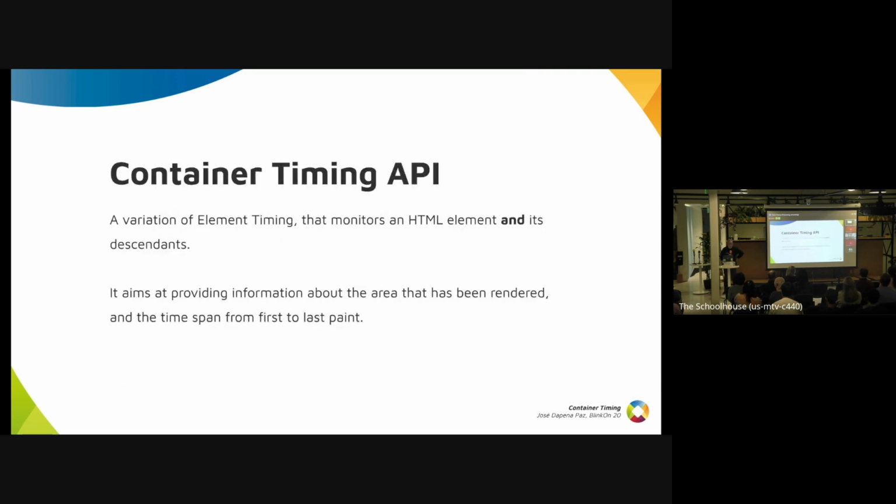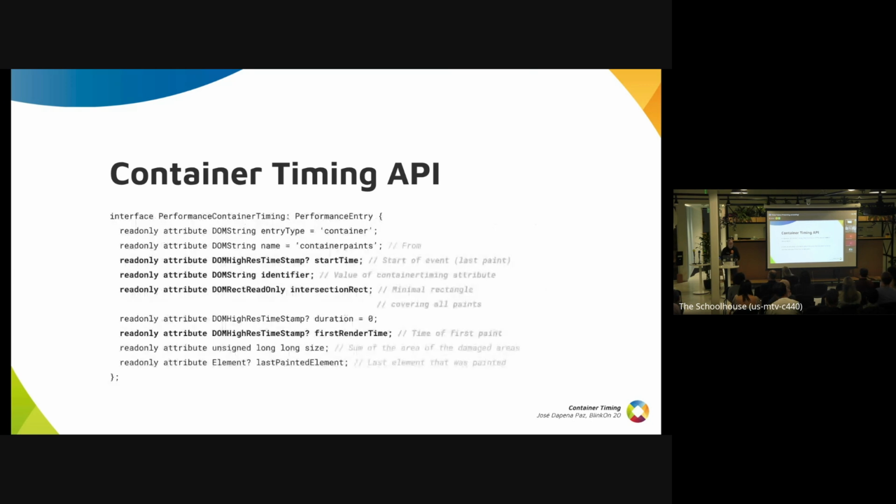We have the container timing API that we are proposing. It's a variation on element timing. It monitors an HTML element and all its descendants. So the idea is, again, the same thing: getting the information about when rendering is happening and also about the area that is being rendered. This is how the event looks like, where we have the intersection rect to see more or less the area that has been painted. We have the start time and the first rendering time, so you can get a kind of time range of when things are painted.